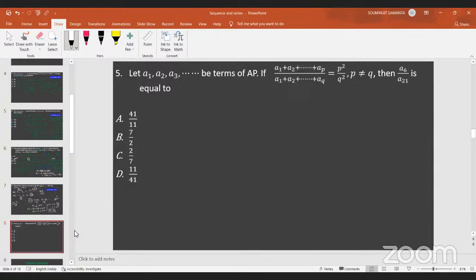This is also asked in some IIT question. See the information first, look at the information. This is given: A1, A2, A3, and so on, they are in AP. So we'll simplify from this.